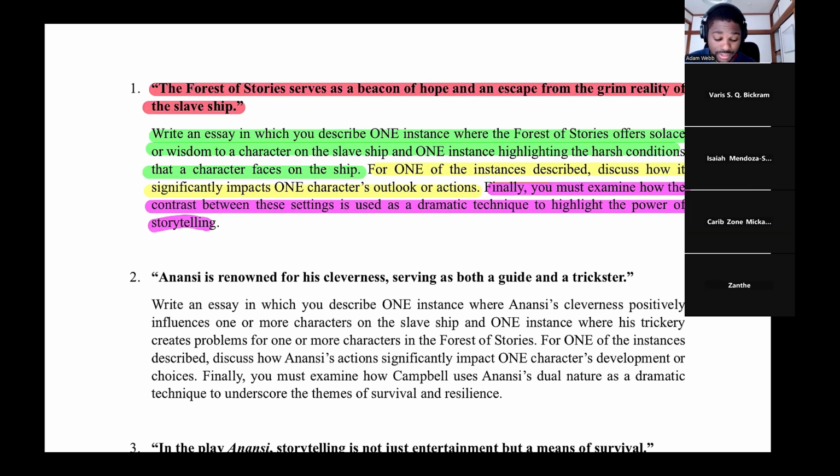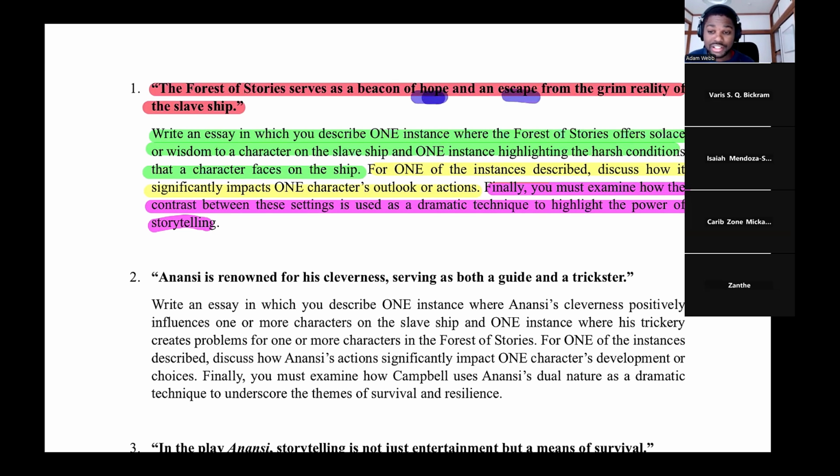That's step 1. The forest of stories, remember, Anansi is written in 2 settings running side by side. We have the forest and we have the slave ship. So the forest of stories serves as a beacon of hope and an escape, right? Keywords here, hope, right? The forest of stories, they give hope to woman and girl, and also escape from the grim reality of the slave ship.